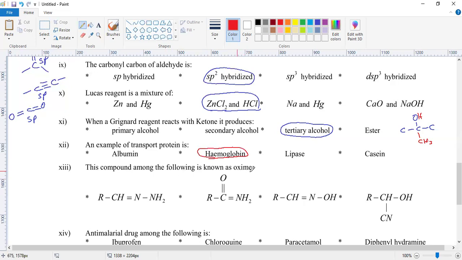The compound among the following known as oxime. Oximes are the products when hydroxylamine reacts with carbonyl compounds, aldehyde or ketones. And during this reaction, this hydrogen forms water with the carbonyl oxygen, and nitrogen forms the double bond. So there would be a carbon-nitrogen double bond. Carbon-nitrogen double bond is here, here, and here. But with the nitrogen, there would be OH. So OH is only here. So the correct answer is this. This is an oxime.